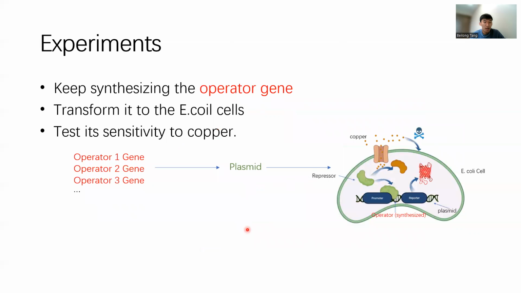However, the problem is that we need the cell to be more sensitive. So we have to increase the cell's sensitivity to copper. What we did is that we keep synthesizing the operator gene using machines, changing the base pairs of the genes. And then we transform it into the E. coli cells using the same transformation methods. And then we test its sensitivity to copper.